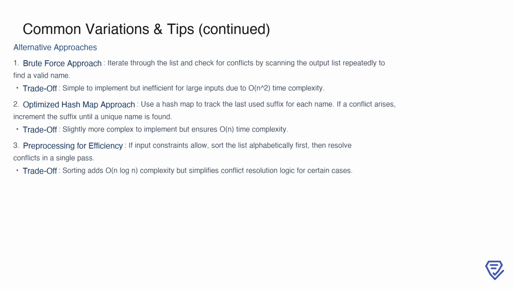Another strategy is pre-processing the input for efficiency. If constraints allow, you could sort the input list alphabetically and then resolve conflicts in a single pass. While sorting introduces an O(n log n) complexity, it can simplify the logic for certain cases and make the solution more intuitive. Each of these approaches has its use cases, so understanding their trade-offs is essential to choosing the right one for the given constraints.